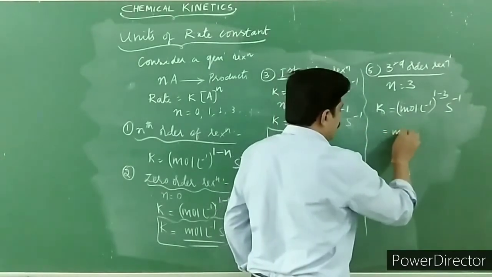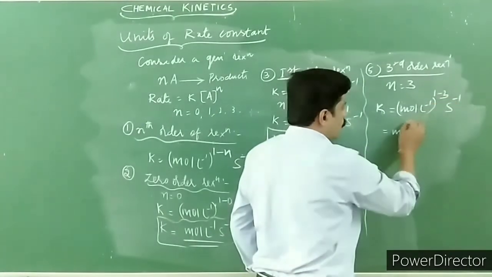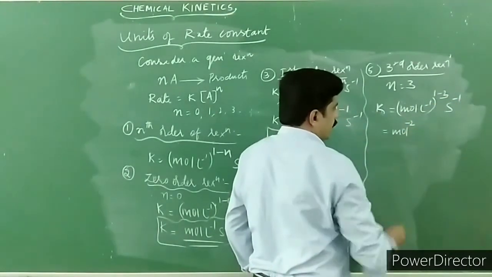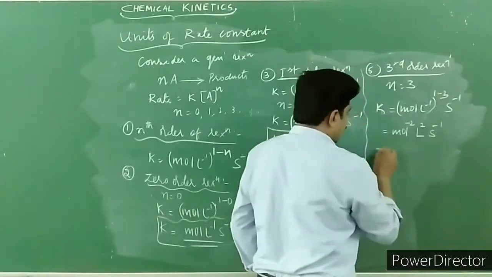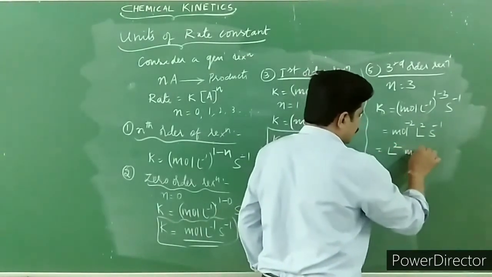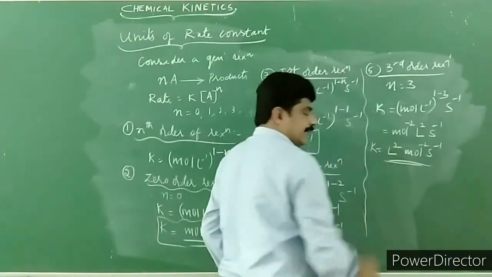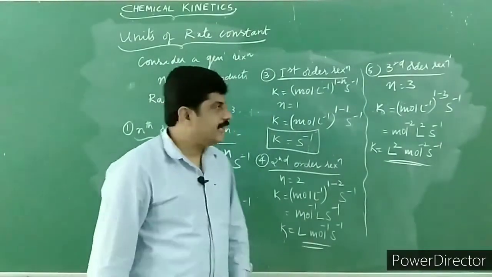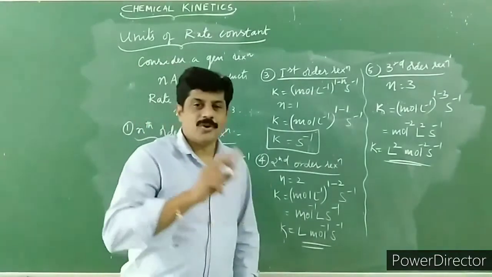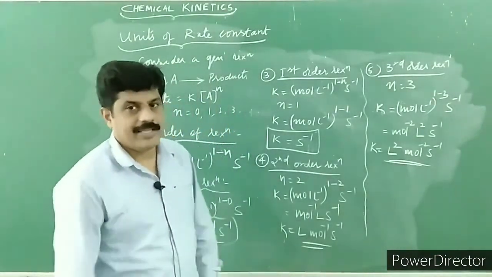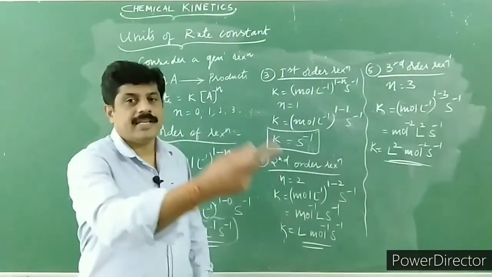Now in that case, mole to the power 1 minus 3 is equal to minus 2, mole inverse square liter square per second, or you can write liter square mole inverse square per second. So this is the unit for the rate constant for a third order reaction. Children, this topic is very important for the examination. Now let me stop it here and go for the next topic.